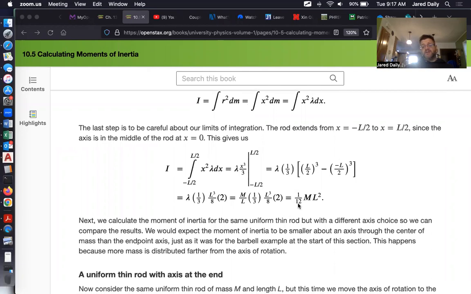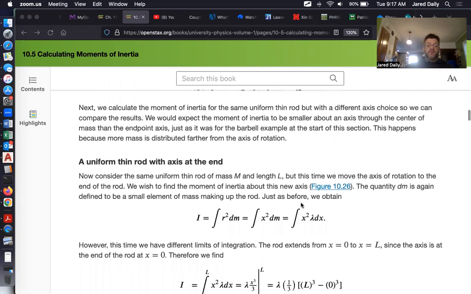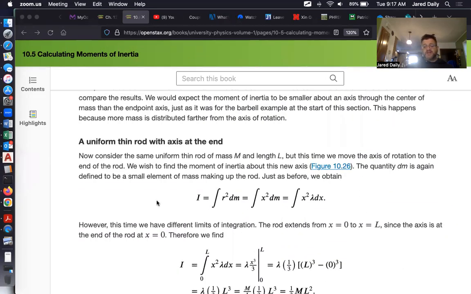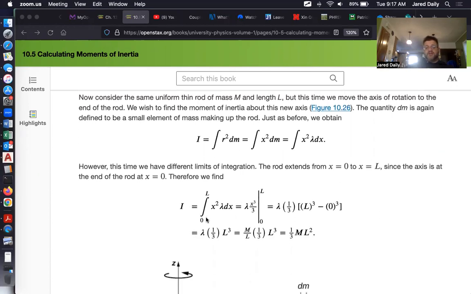And that is now something we can remember. If we ever have a thin rod that we're rotating around its middle, the moment of inertia is 1/12 times the mass of the rod times the length of the rod squared. Good. Well, what if we do it with the axis at just one end? Instead of rotating it around the middle, we're rotating around this end. Well, everything actually stays the same in the integral, except for the integration limits.